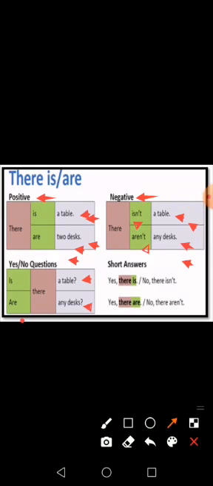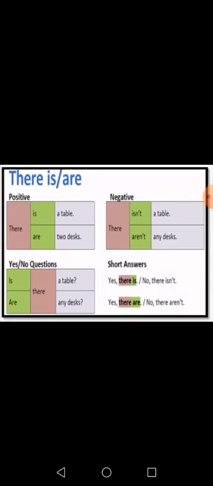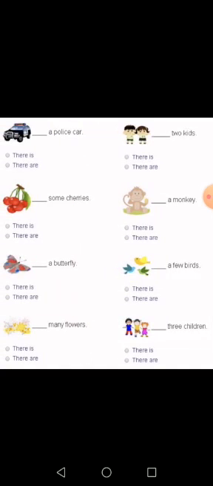Here, singular and plural. With singular we use is, and with plural we use are. The answer should be yes there is, or no there isn't. Yes there are, or no there aren't. Okay, student? Yes there is, or no there isn't. Yes there are, or no there aren't.